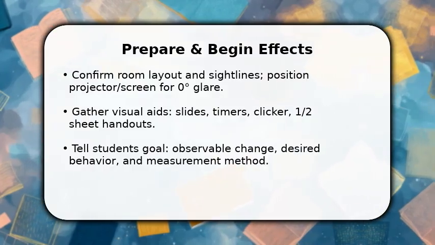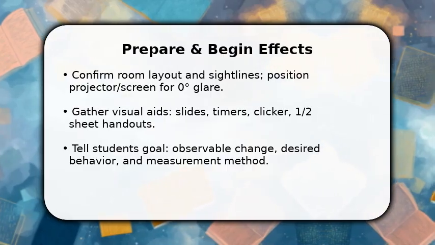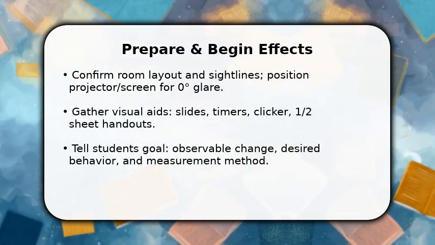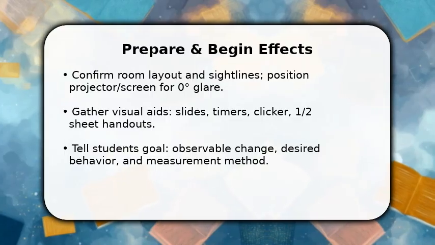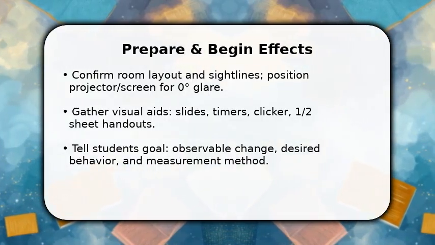Explain the measurable goal to students so everyone knows what to observe. You should model one brief example behavior to create a classroom effect baseline. Make sure to state timing and roles. Doing so reduces confusion and primes the group for the next, more detailed steps.